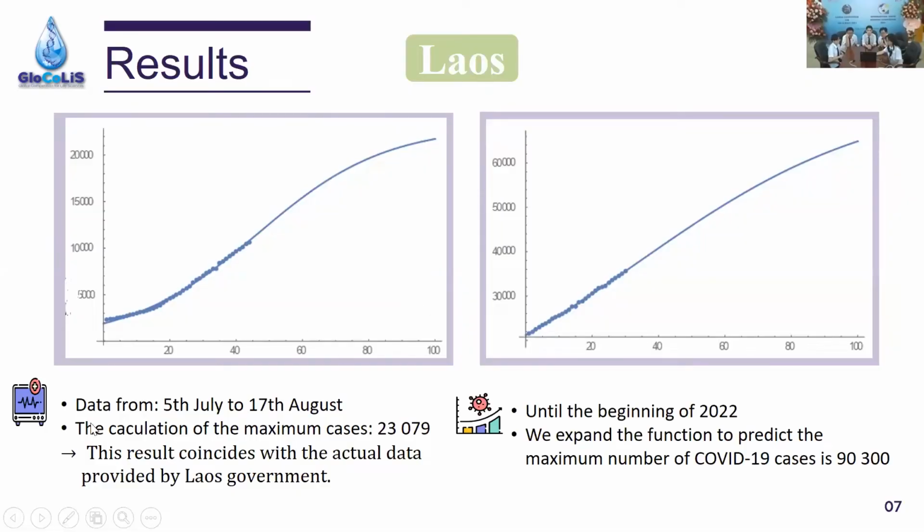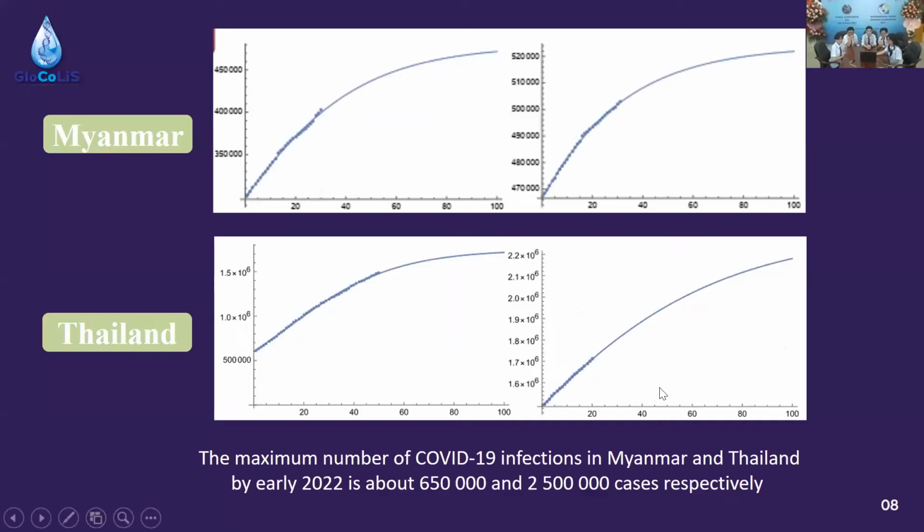For Laos, we use the data from July 5th to August 17, 2021, to calculate the maximum number of cases, which is 23,079. This calculation result coincides with the actual data provided by the Laos government. Then we expand the function until the beginning of 2022. The result predicting the maximum number of COVID cases in Laos by the beginning of 2022 is 90,000. Similarly for Myanmar and Thailand, the maximum number of COVID cases we predict by early 2022 is about 650,000 and 2.5 million respectively.